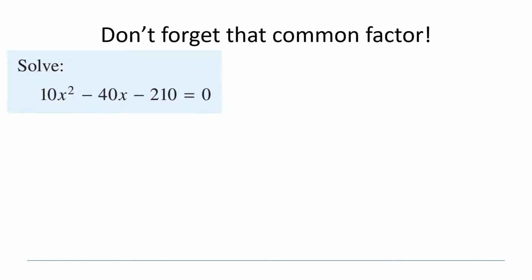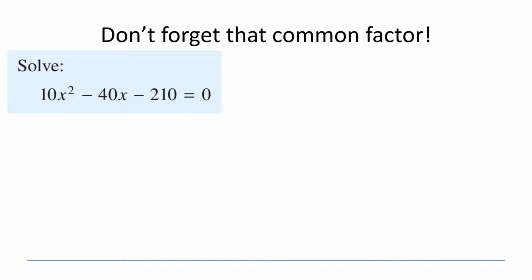Okay, let's look at the next question. 10x squared minus 40x minus 210 equal to 0. Look at the big numbers. The first thing you need to do is, can I reduce those numbers? Can I make the numbers smaller? Is there any common factor? So the common factor here is 10.